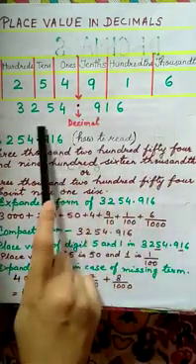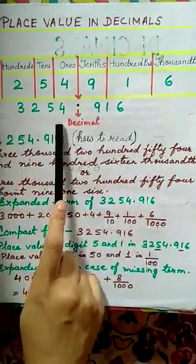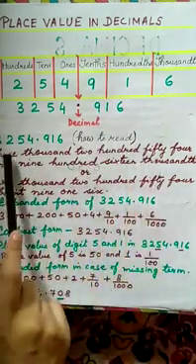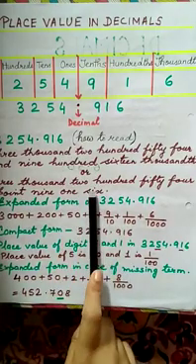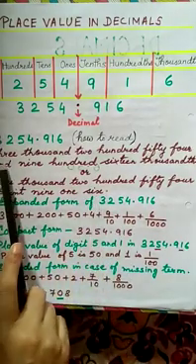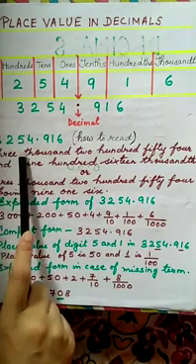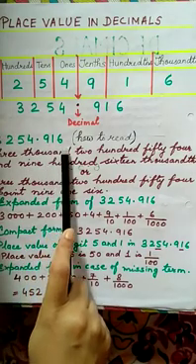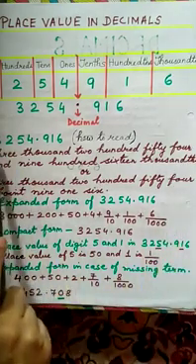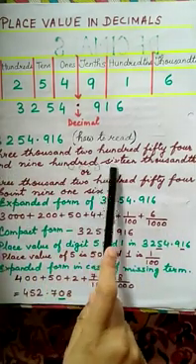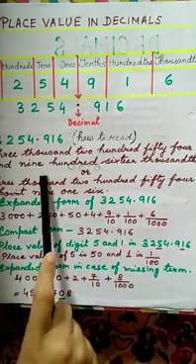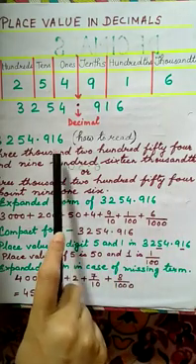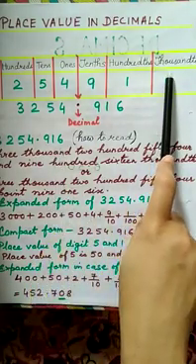So this number can be written as 3254.916. Now how do we read this decimal number? There are two ways of reading a decimal number. First, we read it as 3254 and 916 thousandths. Why are we writing thousandths here? Because the last digit here is in the thousandths place.